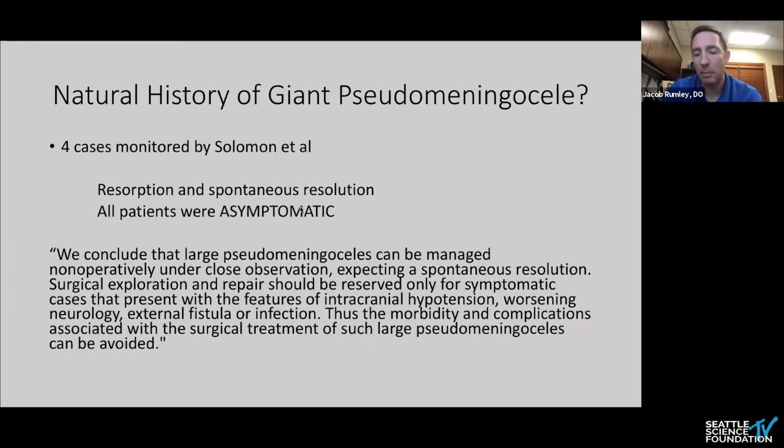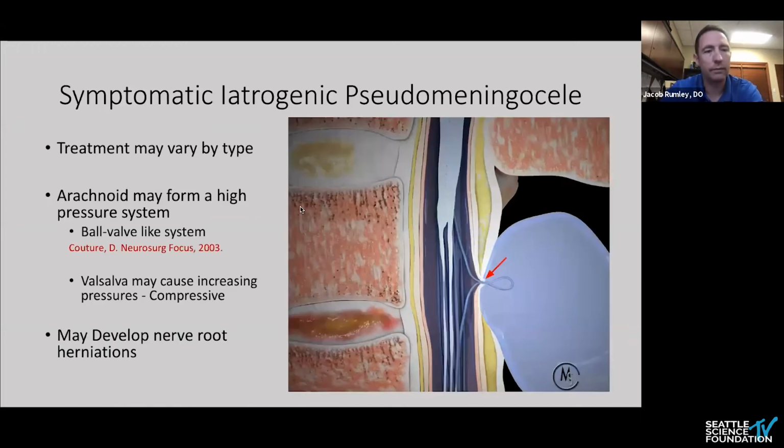But these were asymptomatic. So we can't treat all of them like they're all asymptomatic, because according to Solomon's article, they're going to get better. But what do you do with a patient who's got horrible cerebrospinal fluid headaches, has horrible back pain? Well, you have to think about what else could be going on.